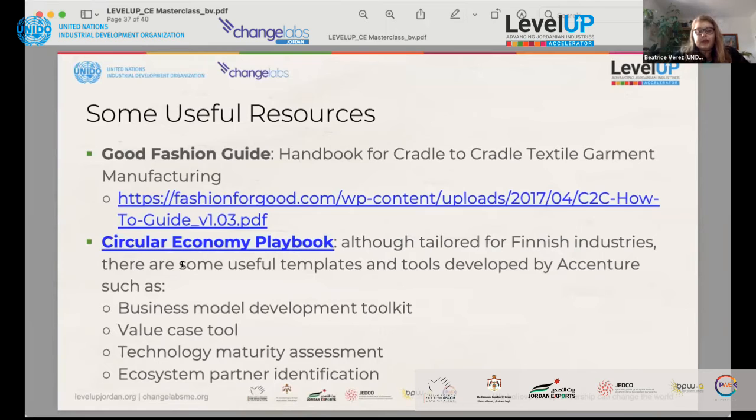Then, if you're looking at your own business model, there are lots of tools. The Circular Economy Playbook was made for Finnish industries, so the context there is missing a little bit, but they have developed a lot of tools which can help you ask yourself the right questions. For example, there's a business model development toolkit, a value case tool, technology maturity assessment, and these are all templates that you can run through and see if that helps you along your journey.